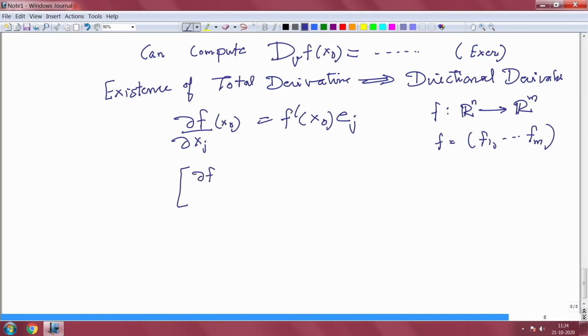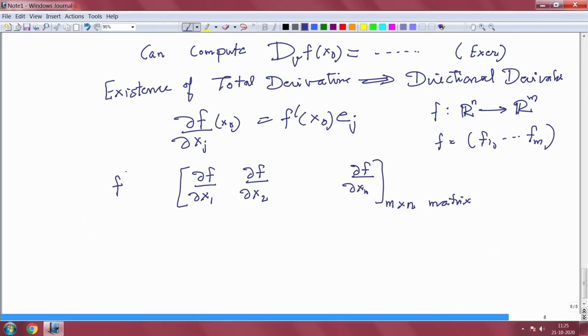So, I arrange df by dx1. This is a column vector. Df by dx1 is a column vector with m components. I do it for df by dx2, up to df by the variable xn. So, each column has m entries, and this will be an m by n matrix, and this is my matrix representation of f prime of x naught.